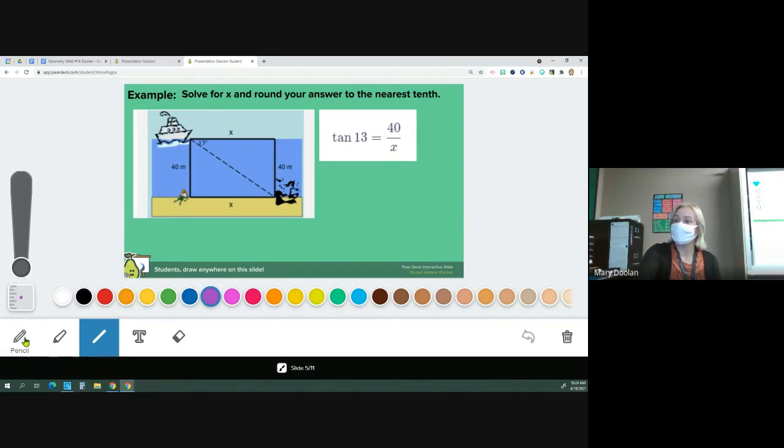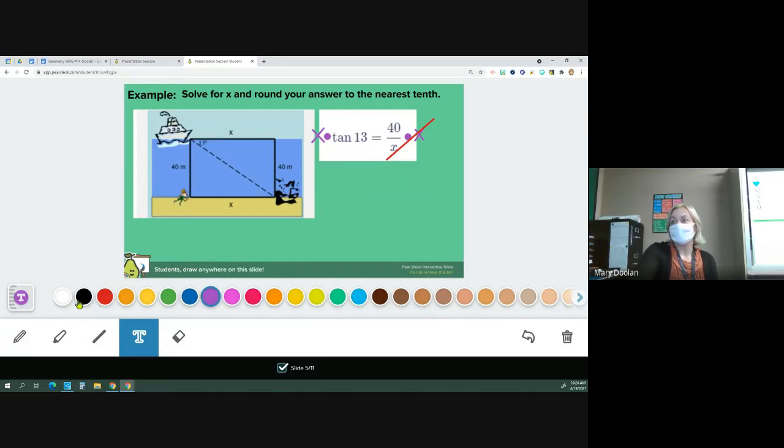So I'm going to come over here and multiply by x and by x. Multiplying both sides by x. So those cancel. And I'm just going to rewrite what I have this time, which is x times tangent of 13 equals 40.